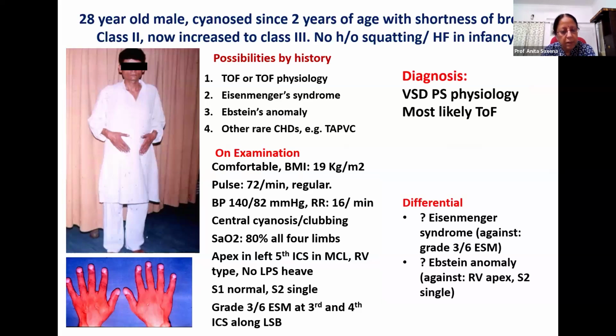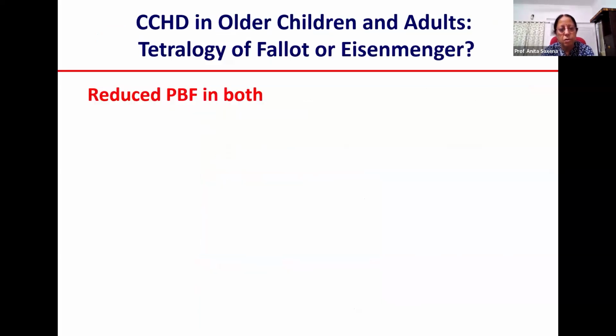Eisenmenger should not be made the differential diagnosis because of the loud systolic murmur, and Ebstein's anomaly is not likely because the patient has a single second heart sound. So it's pretty easy to make a diagnosis of tetralogy or a tetralogy-like condition at the bedside, and you should never confuse tetralogy with Eisenmenger syndrome at the bedside. So how do we differentiate the two, especially when it comes to your exam? You get a cyanotic adult and you can think of these two possibilities.